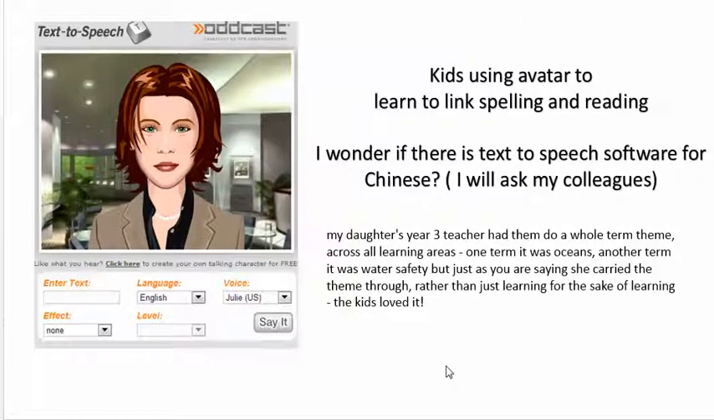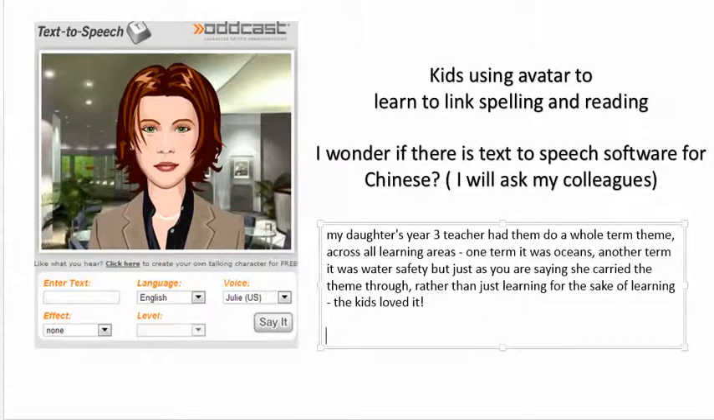My daughter is 3 years. My daughter's three-year teacher had them do a whole term theme across all learning areas. One term it was oceans, another term was water safety, but just as you are saying, she carried the same theme rather than just learning for the sake of learning. Right, exactly. For her, the theme was water.